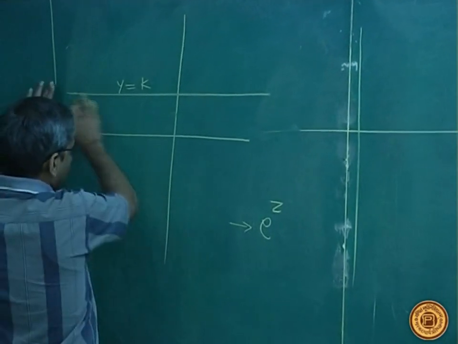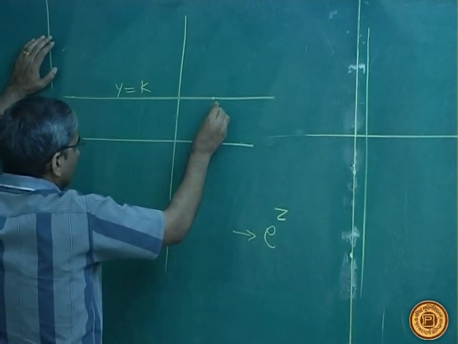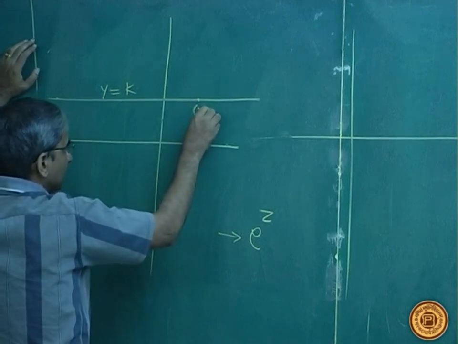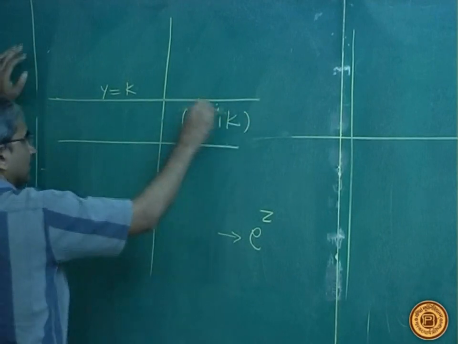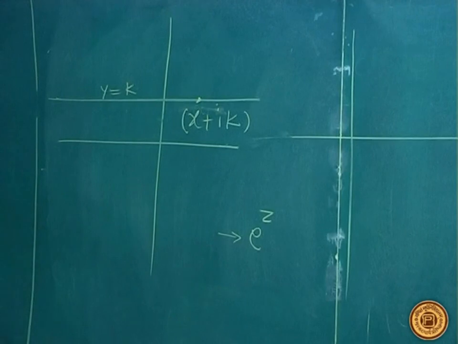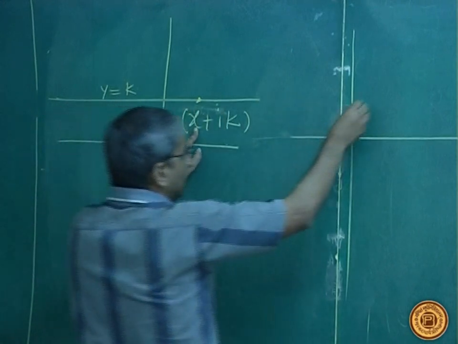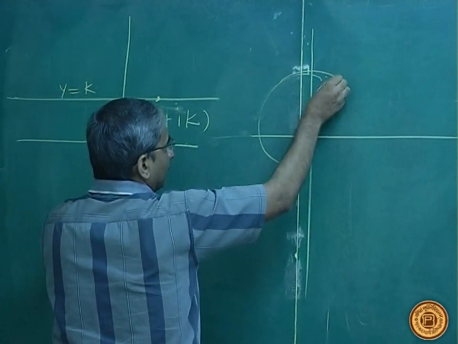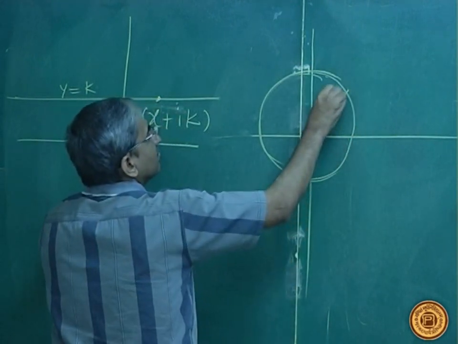So I want to take a point on this line now and see where this line goes. Suppose this z, if I take, then I know that y coordinate is k. So suppose x coordinate is x, so this particular point is x plus i times k. Now this point will go to what? This point will go on a circle of radius e to the power x.